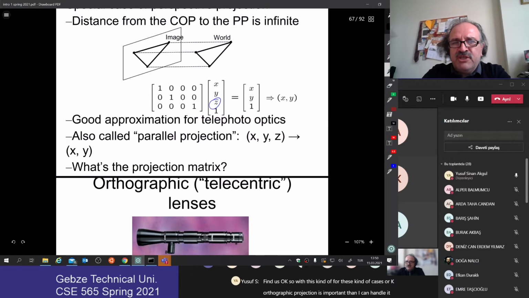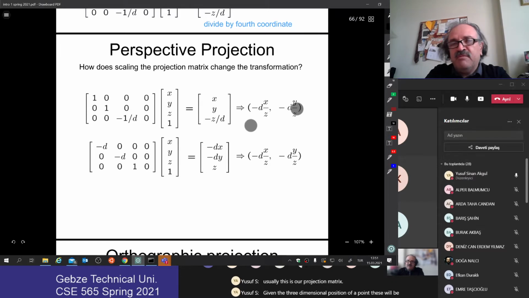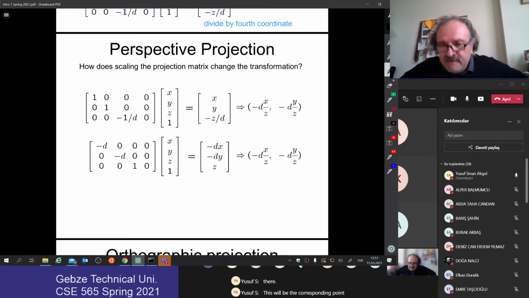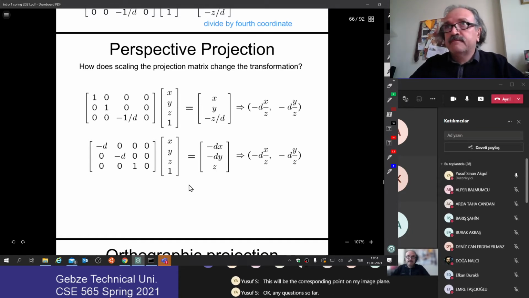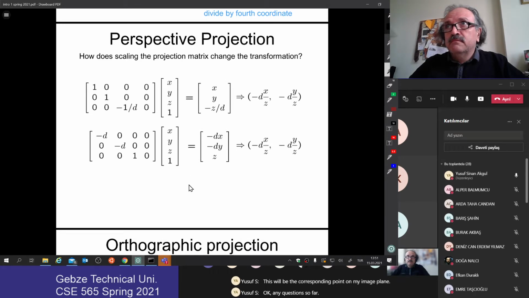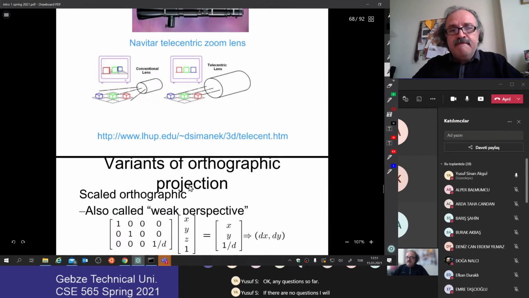But usually this is our projection matrix. Given the three-dimensional position of a point, these will be the corresponding point on my image plane. Any questions so far? If there are no questions, I will continue then.